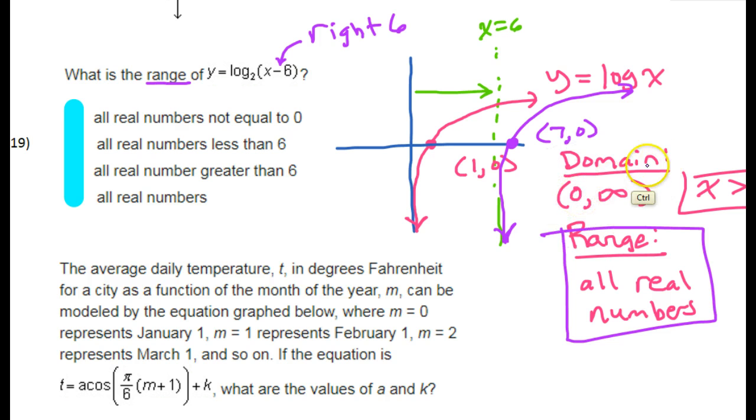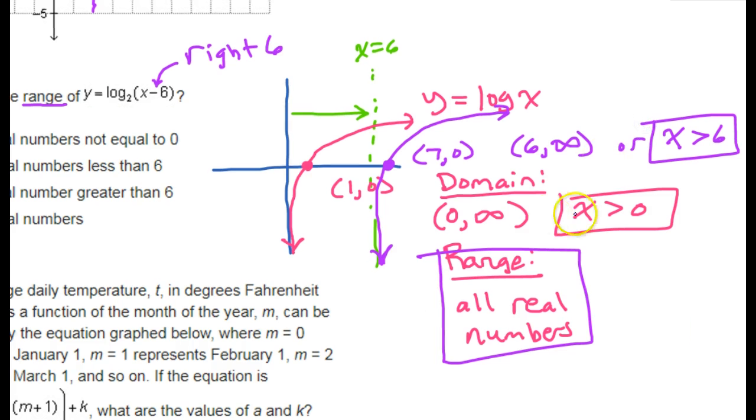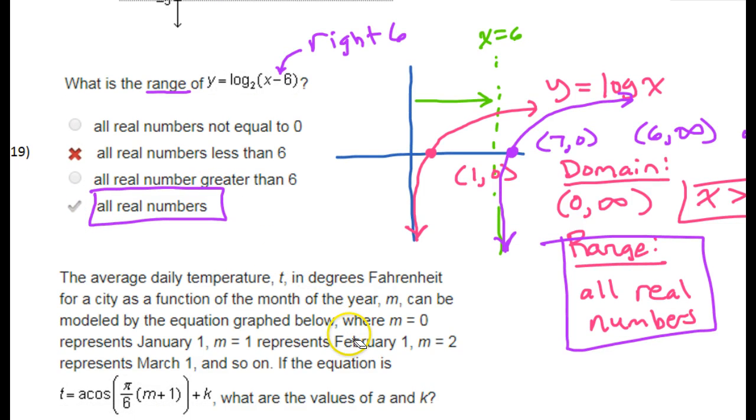If you were asked for the domain, the new domain would be from 6 to infinity. Or, as an inequality, you would have to say x is greater than 6. That's another way to say it. But in any case, the range is all real numbers. So that's the answer. And actually, I gave you a ton more information than that, just in case you need it in the future.